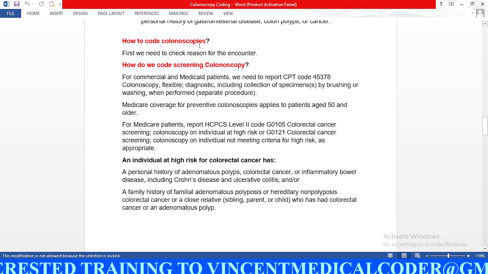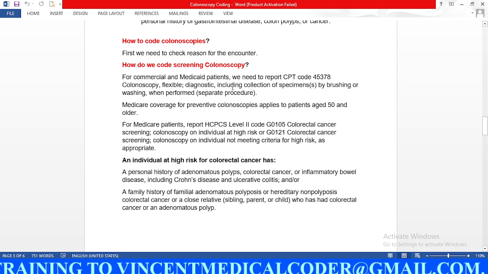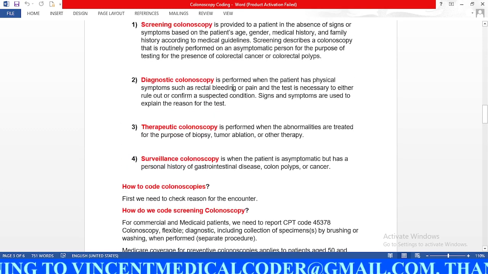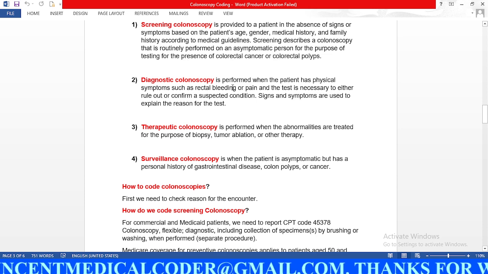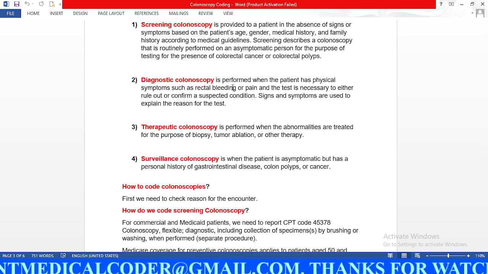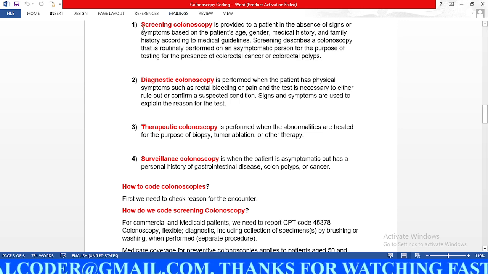So how do we code colonoscopy? First, we need to check the reason for the encounter. For example, the patient is coming for screening or diagnostic, or the patient is coming for therapeutic, or the patient is coming for surveillance. So we need to check the documentation in order to find these four keywords.